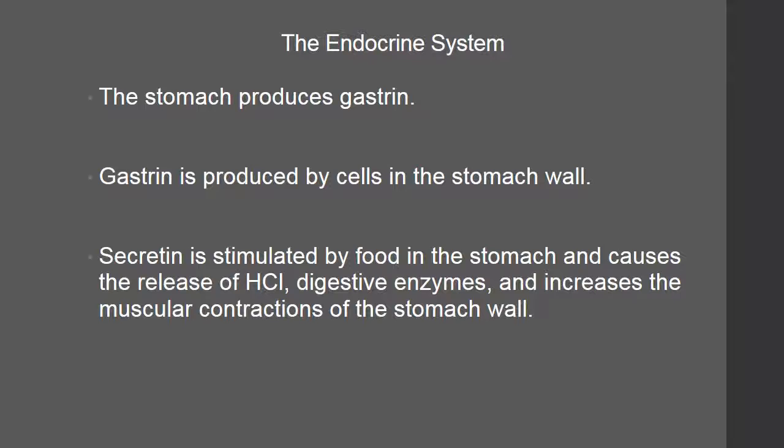Gastrin is also stimulated by food in the stomach and causes the release of hydrochloric acid, digestive enzymes, and increases the muscular contractions of the stomach wall. So if you get a big meal, you're going to get a lot of gastrin release, and that's going to then cause the stomach to do a better job of digesting the food.